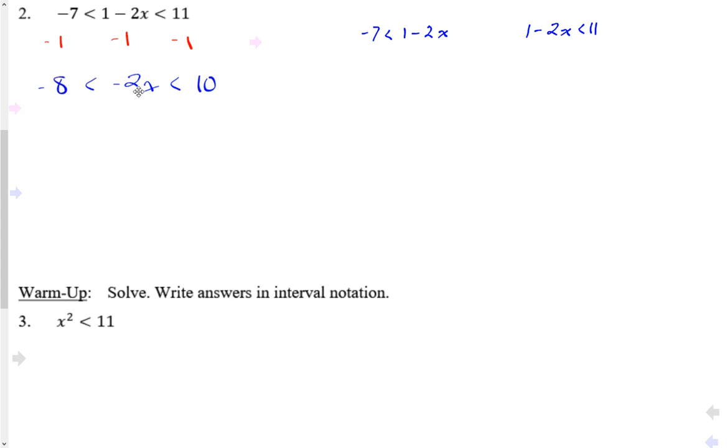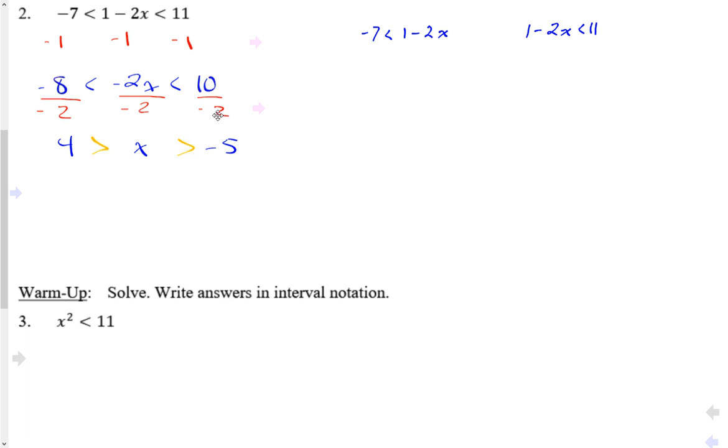Well, my next step, in order to get the x by itself, I need to divide this middle section by negative 2. But again, if I'm going to do that to the middle section, I need to do that to the negative 8 and also to the positive 10. So the negative 8 divided by negative 2 is 4. 10 divided by negative 2 is negative 5. But then we need to remember that if we divide by a negative, then the direction of the inequality switches.